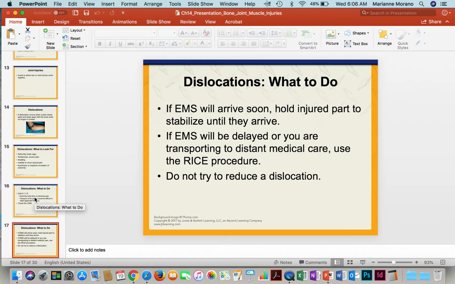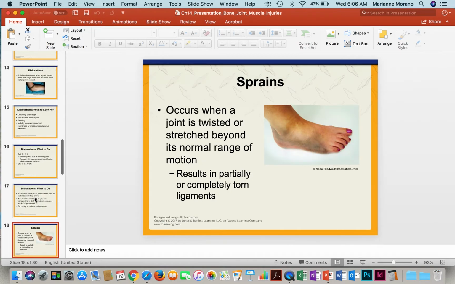If EMS is on the way and they're going to be there quickly, hold the injured part to stabilize until they come. If they're going to be delayed, or if you have to transport the patient, use the rest, ice, compression, and elevation procedure. Do not try to reduce the dislocation.